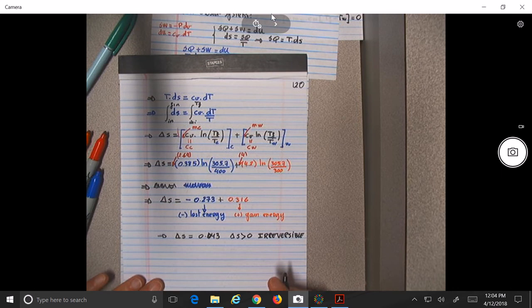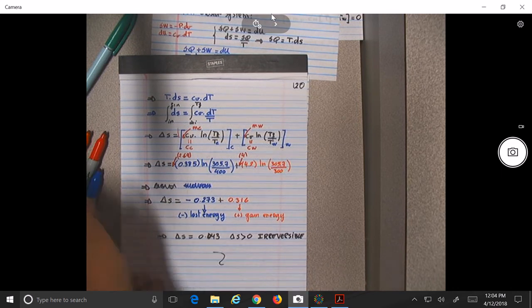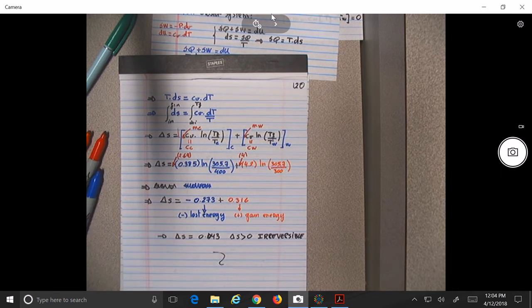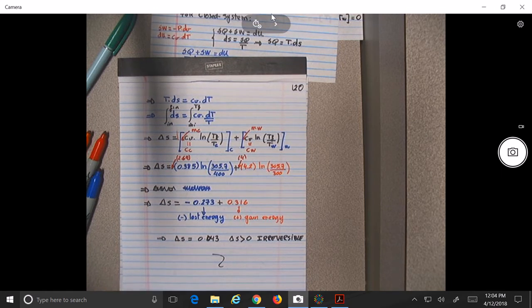It is irreversible. Okay, any question about this problem? Did you understand it? Okay? But again, remember, this is like I say all the time, it's like watching sport on TV, no? I'm the one doing it.